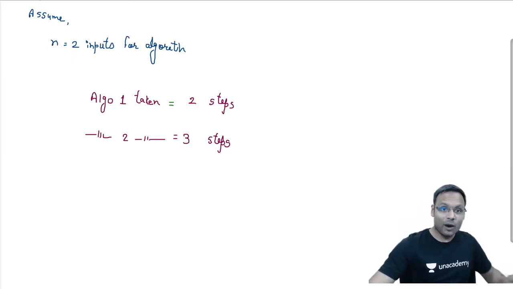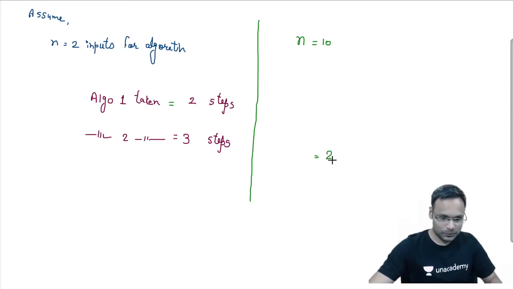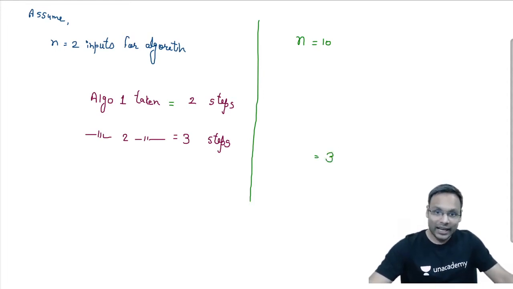Let's say now, if I increase the number of inputs to n equals 10, this algorithm number 2 is still taking 3 steps only, and algorithm number 1 is now taking 20 steps, or let's say 10 steps.